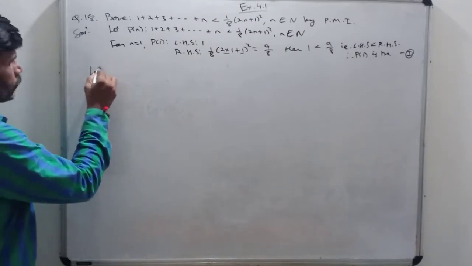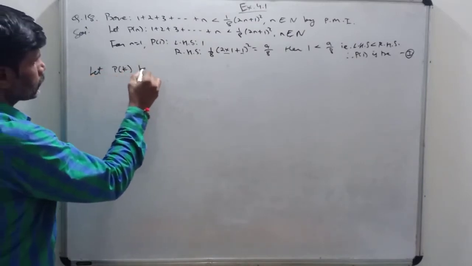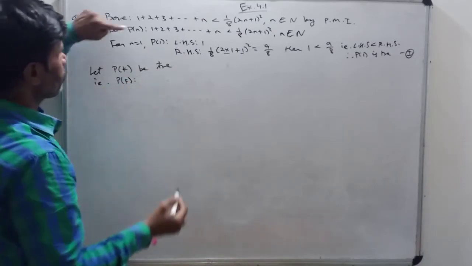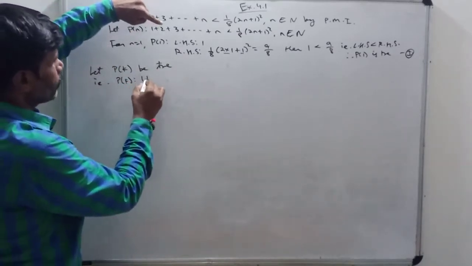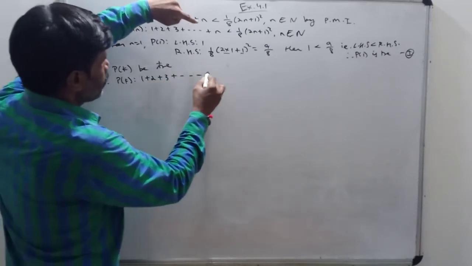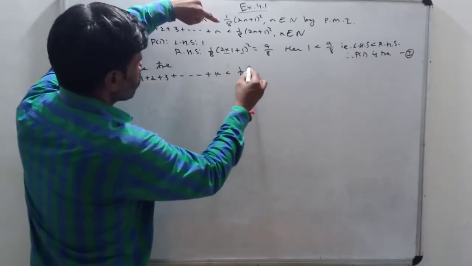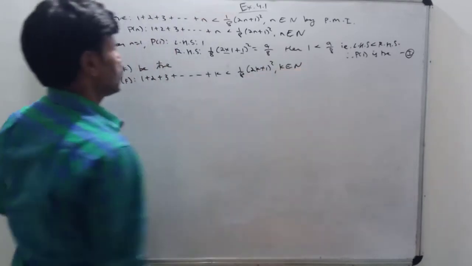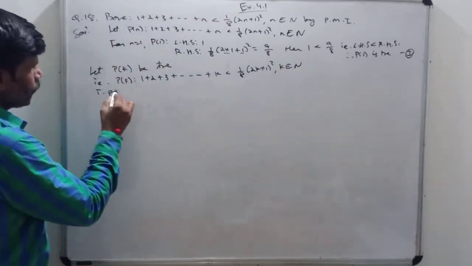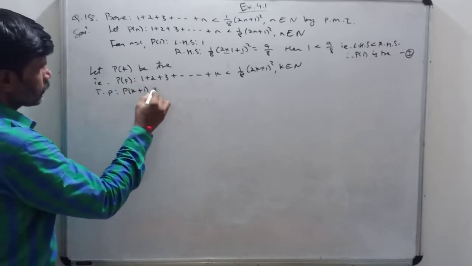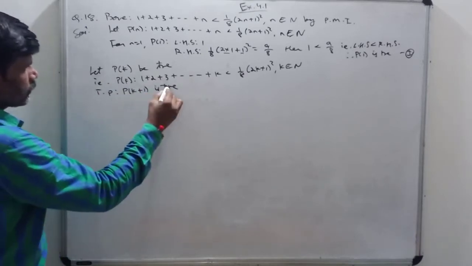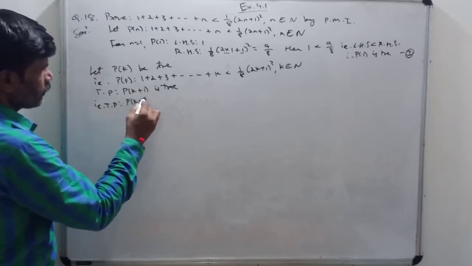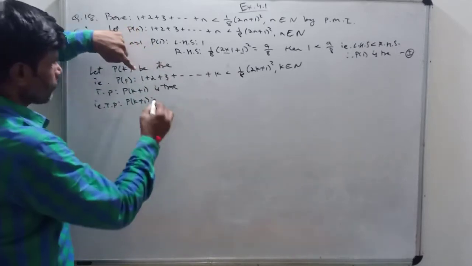Now let P(k) be true. That is, P(k) is a statement. Which statement? Wherever you see n, there you put k. So you get 1 + 2 + 3 + ... + k is less than 1/8 (2k + 1)², where k belongs to N. Now to prove P(k + 1) is true. That is, to prove P(k + 1) is a statement. Which statement? Wherever you see k, there you put k + 1.